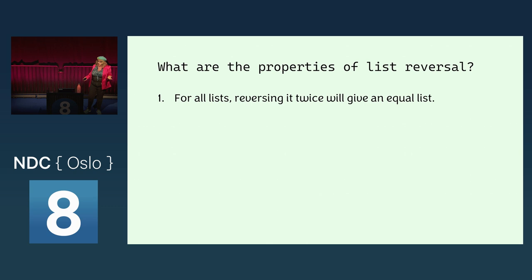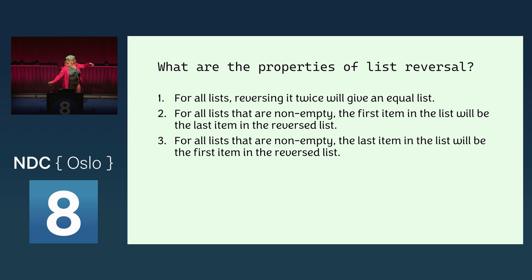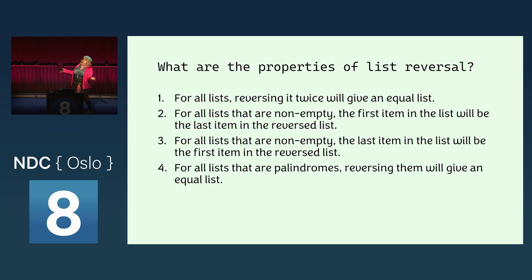Oh, we can say if it's a non-empty list, the first item in the reversed list will be the last item in the resulting list. We can also say the opposite. The last item in the original list becomes the first item in your output list. You can say, oh, if I have a list that's a palindrome, reversing does nothing. So a palindrome is a list that's the same backwards as it forwards, so reversing that gives you the same thing. I'm sure there's a few more things. You know, exercise for the reader, AKA, I was too lazy to write more in this slide, but you get the point, you know?